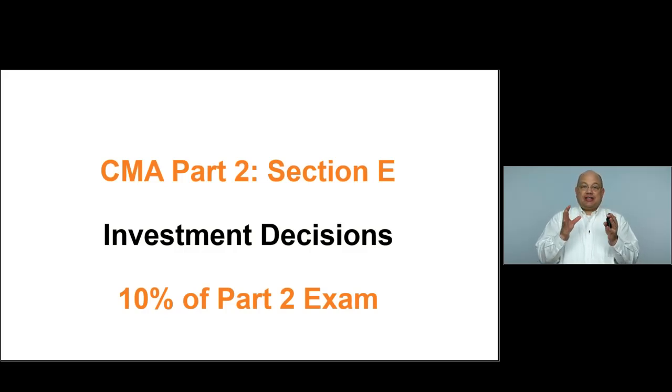Part 2, Section E. The topic is investment decisions, and it's only 10% of the exam, which means just like Section D, this isn't going to be what you're studying the night before, but also, just like Section D, this is 10% of the exam that you should have a target to get 100% of.